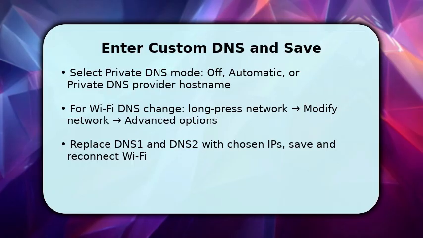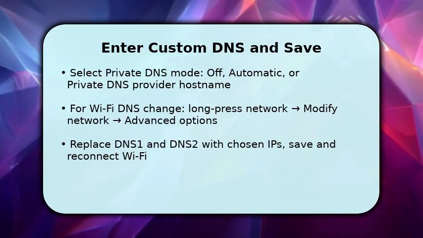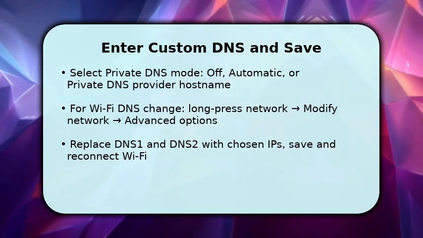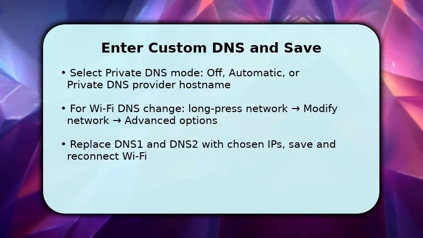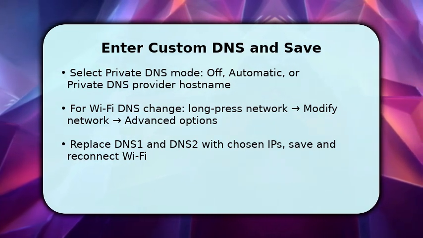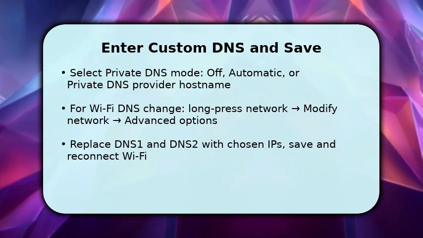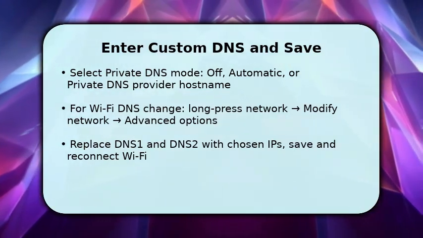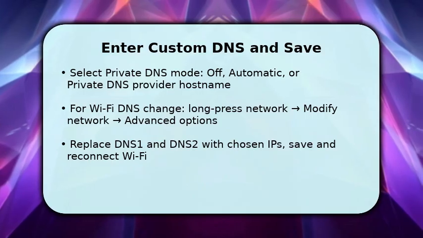If using Wi-Fi settings, long press the network, choose Modify Network, expand Advanced Options, then set IP settings to static if needed, and replace DNS1/DNS2 addresses with your chosen IPs. Make sure to save, then disconnect and reconnect so the phone applies the new DNS entries and refreshes cached records.